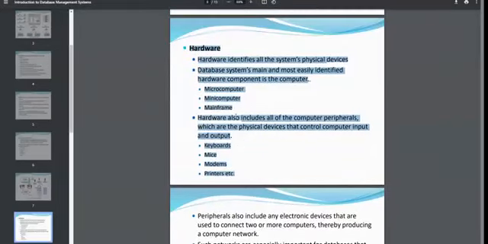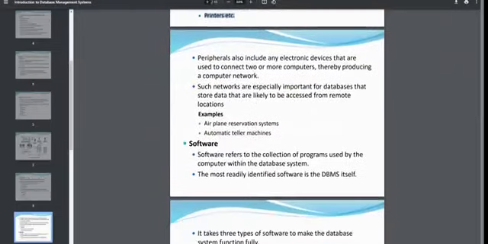Hardware: physical devices. Different types of computers are there, and different types of devices we can plug into a computer. So peripheral devices, you know that these are devices we can plug into a computer. Any input output kind of devices can be considered as peripheral devices.